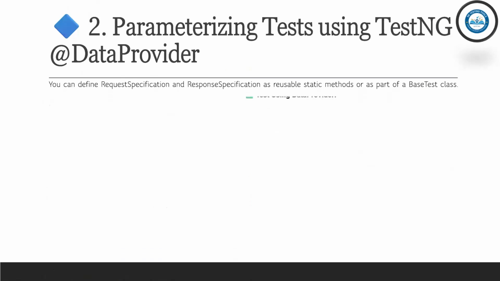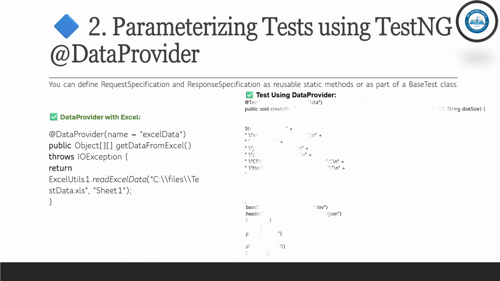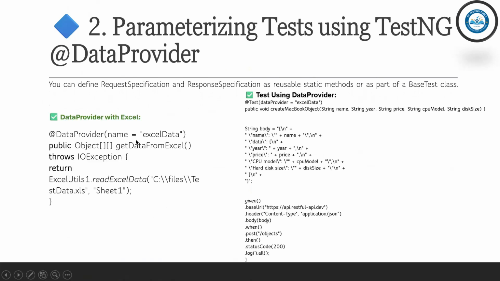Parameterizing the test using the data provider: this is how we are going to use a data provider. I'm mixing both of them, I mean, I have to use the Excel util in this data provider. So @DataProvider(name = "ExcelData"), public Object[][] getDataFromExcel, which calls ExcelUtils.readExcelData, where this is the file path and this is the sheet name. And this is the actual test.